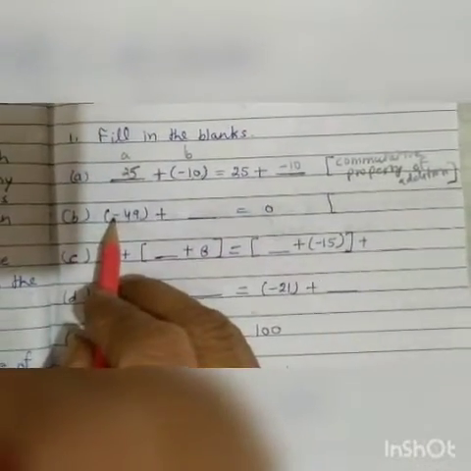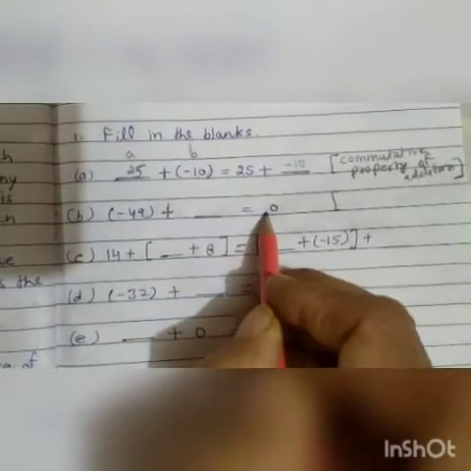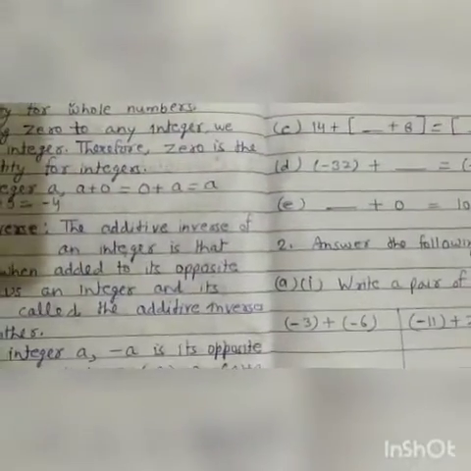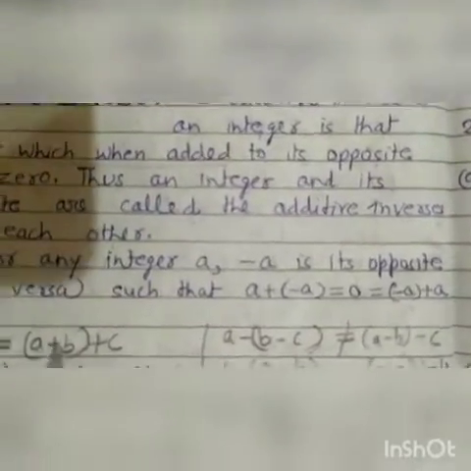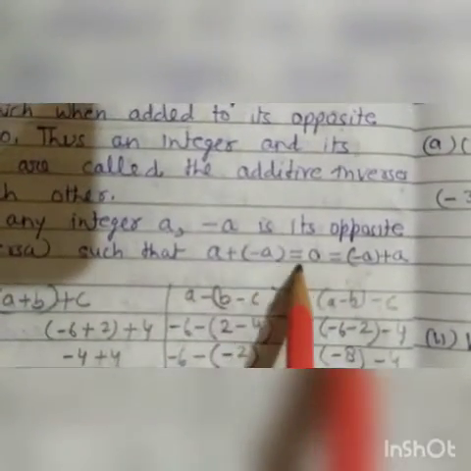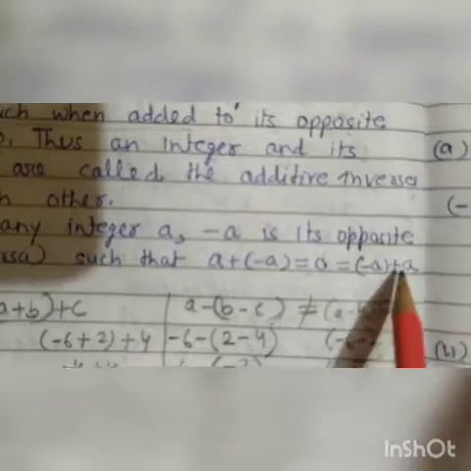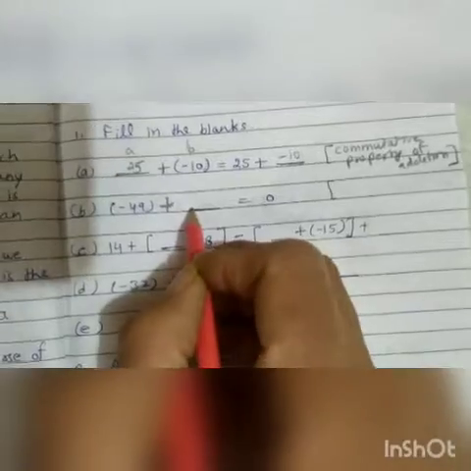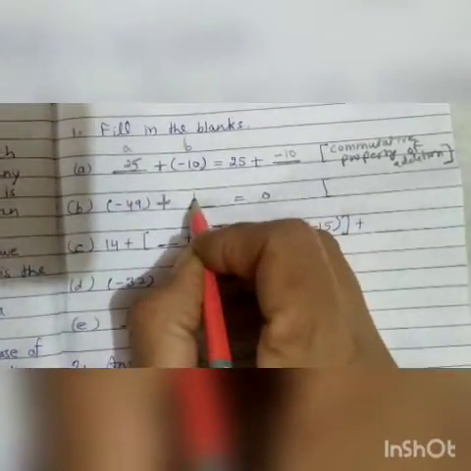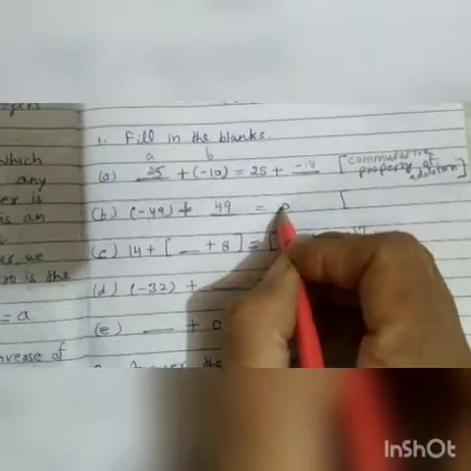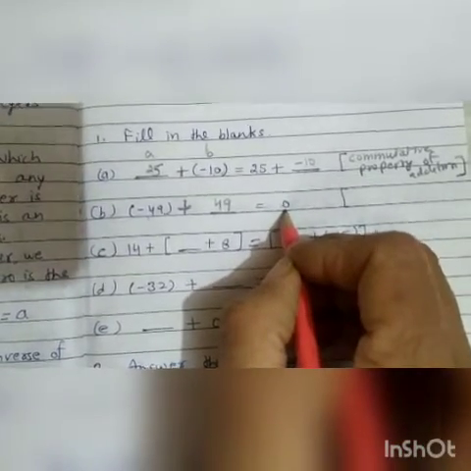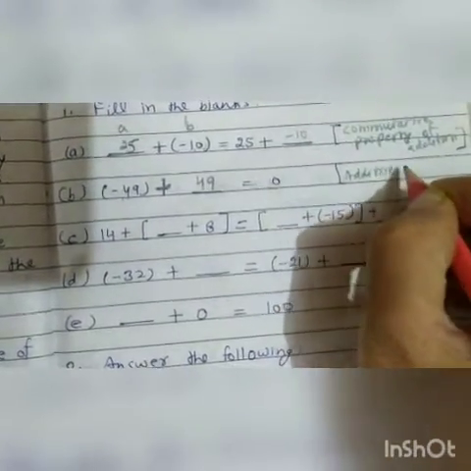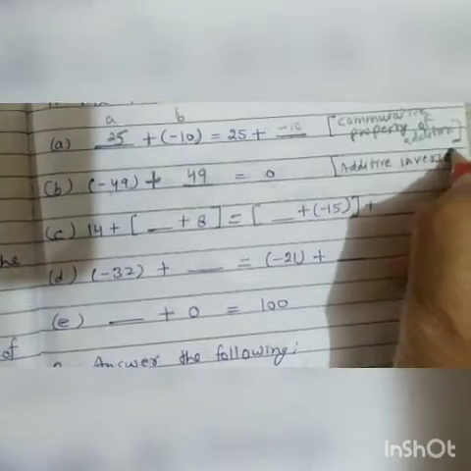Next, minus 49 plus blank equals 0. Just now I explained this property, which is additive inverse. In additive inverse, a plus minus a is equal to 0 or minus a plus a is equal to 0. So this is minus a plus a. It is minus 49, so here we will write 49, equal to 0. If we are getting 0, it means this is additive inverse. We will write here additive inverse.